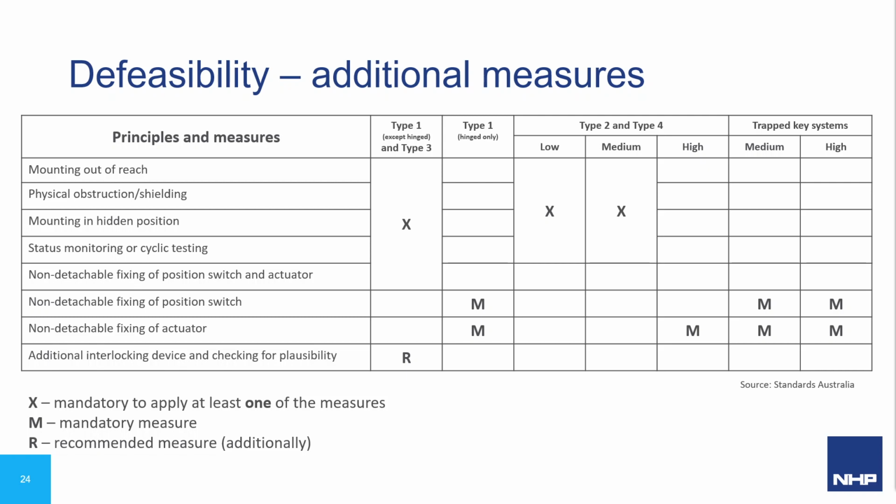Type 2 and 4, tongue interlocks and coded non-contact, also require one of the top four measures in the case of low and medium coding. For high-level coding, you only need to have a non-detachable actuator. And for trap key systems, you must also have non-detachable actuators and switches.